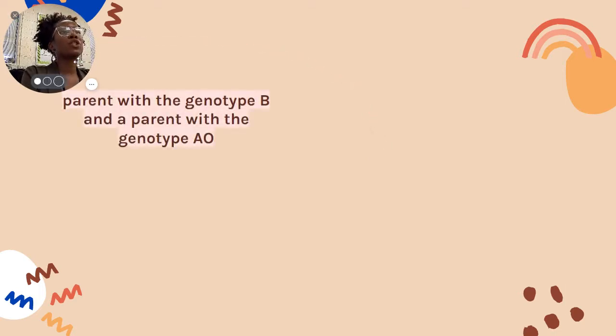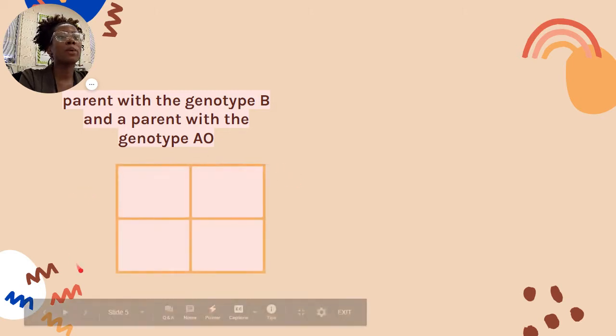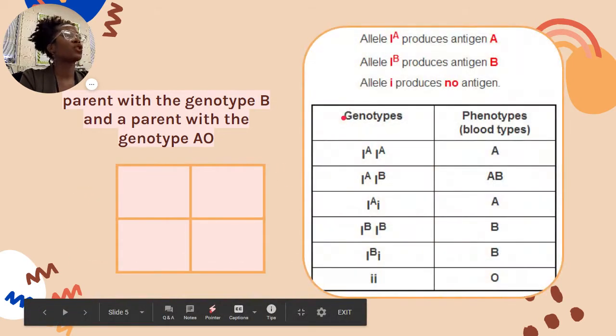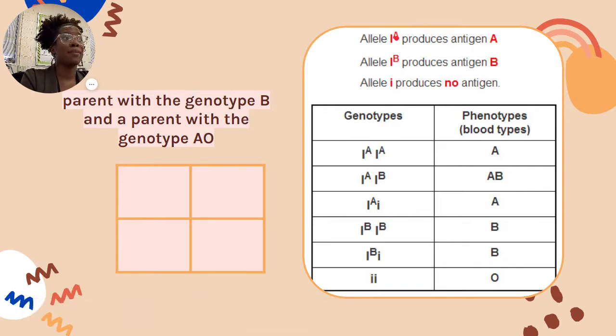Okay? First things first, we have to look at the parents' genotypes. Genotype B, genotype AO. We're going to put it on this Punnett square and move on. Remember that allele A produces antigen A, allele B produces antigen B, and allele i produces no antigen. So for blood type A, we could have IAIA or IAi. For blood type AB, IAIB, and so forth.